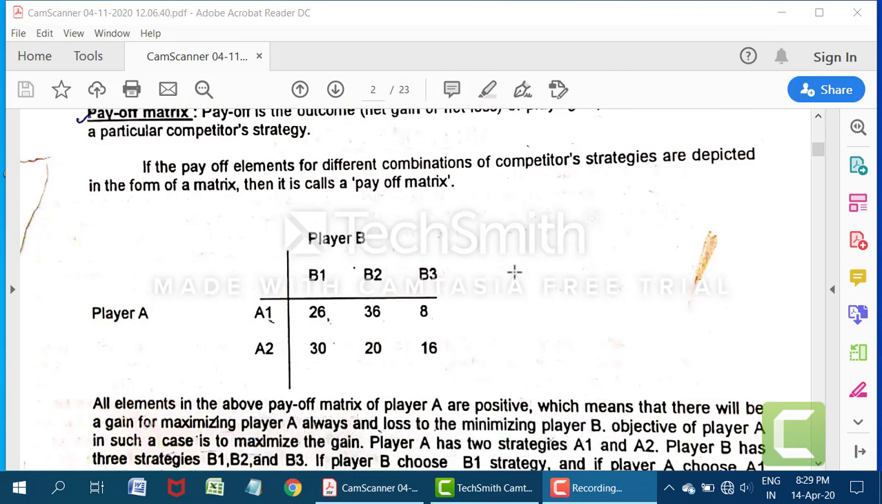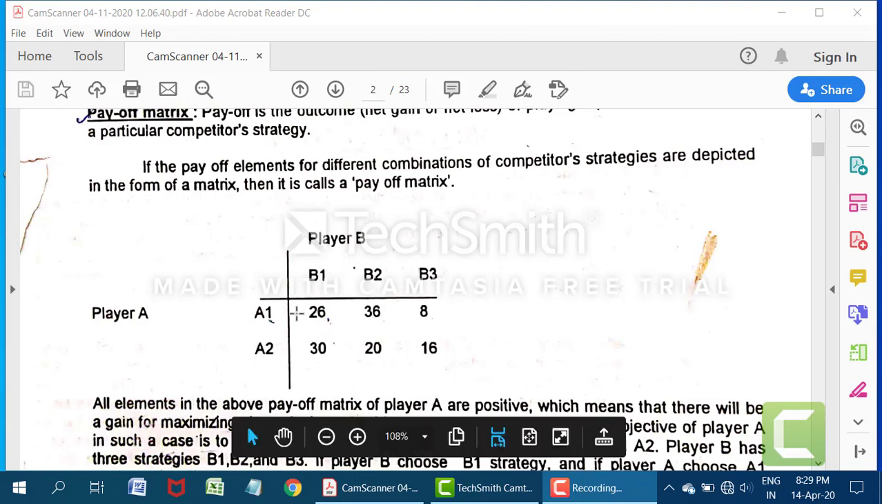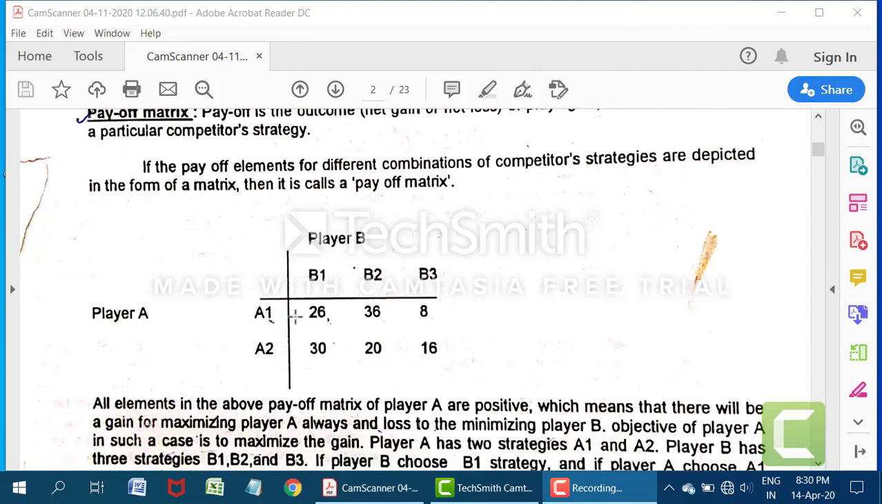Any number of strategies may be there. B1, B2, B3, B4, Bn and so on, A1, A2, A3 and so on. So like that, A may have different strategies, B may have different strategies. I told you, if A chooses the A1 strategy, B plays with a counter strategy B1. At the intersection, you find an element called the payoff element. This is the outcome. Outcome means after playing the game, what is the result?